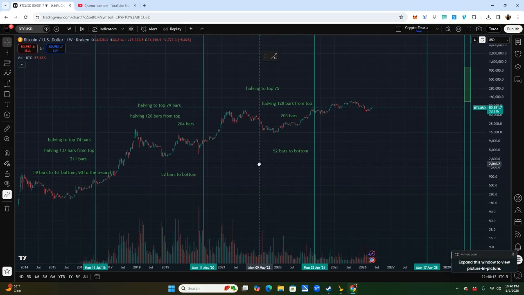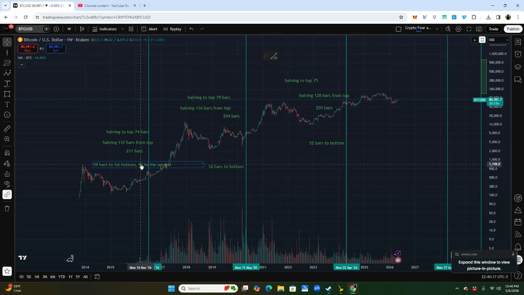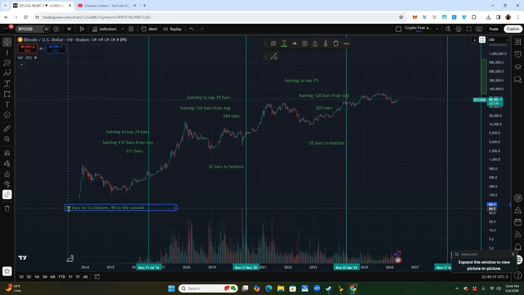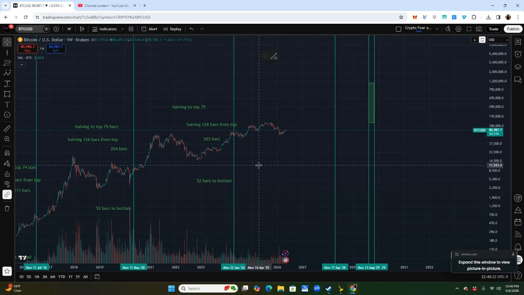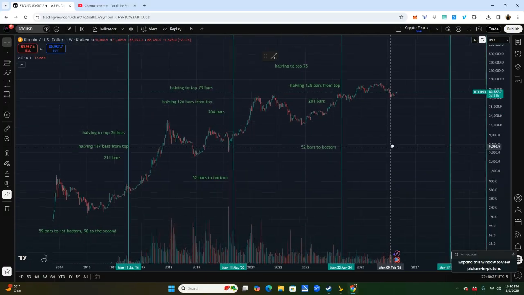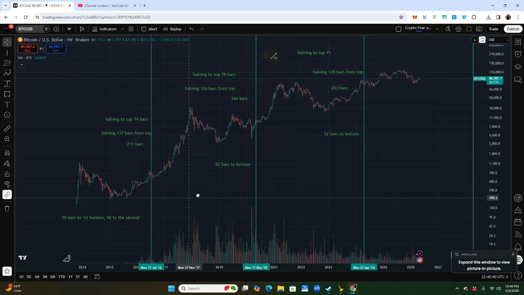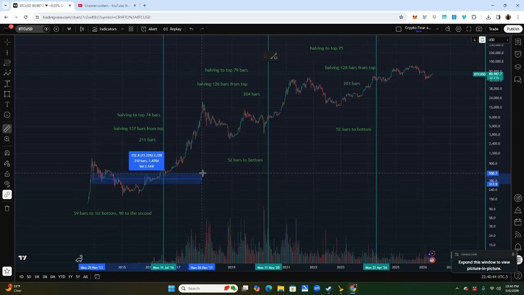Now, from top to bottom, we could probably do that as well, right? So 59 bars to the first bottom, 52 bars to the first bottom, 52 bars to the first bottom. So roughly, let's say 50 to 60 bars is where we should bottom on BTC from the top here. Okay, and each one of these is literally 4-year cycles. So if you go from top to top, it's about 4 years.